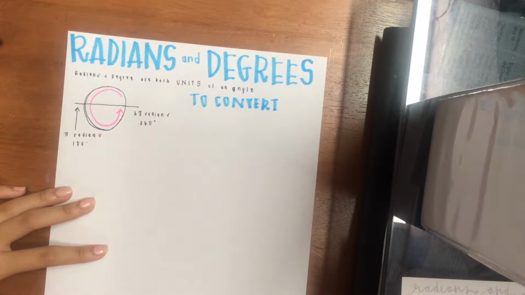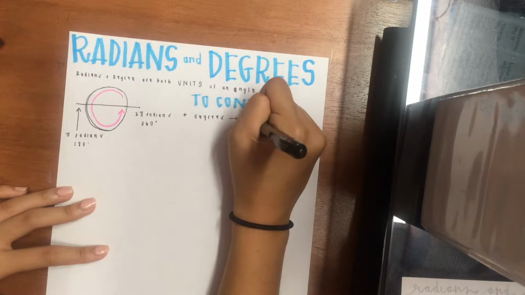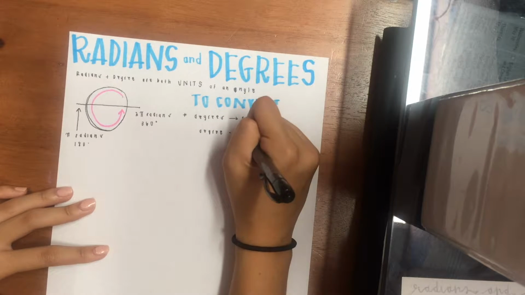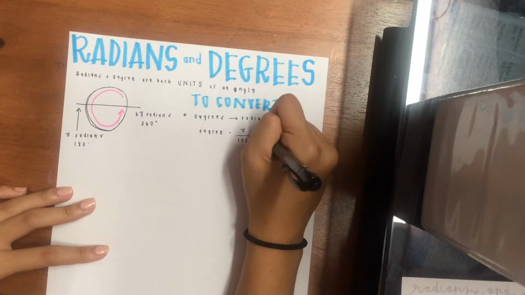To convert from degrees to radians, we would multiply the degrees by pi over 180. This is because the degrees would cancel out or be simplified, and then we would just multiply across to get our radians.